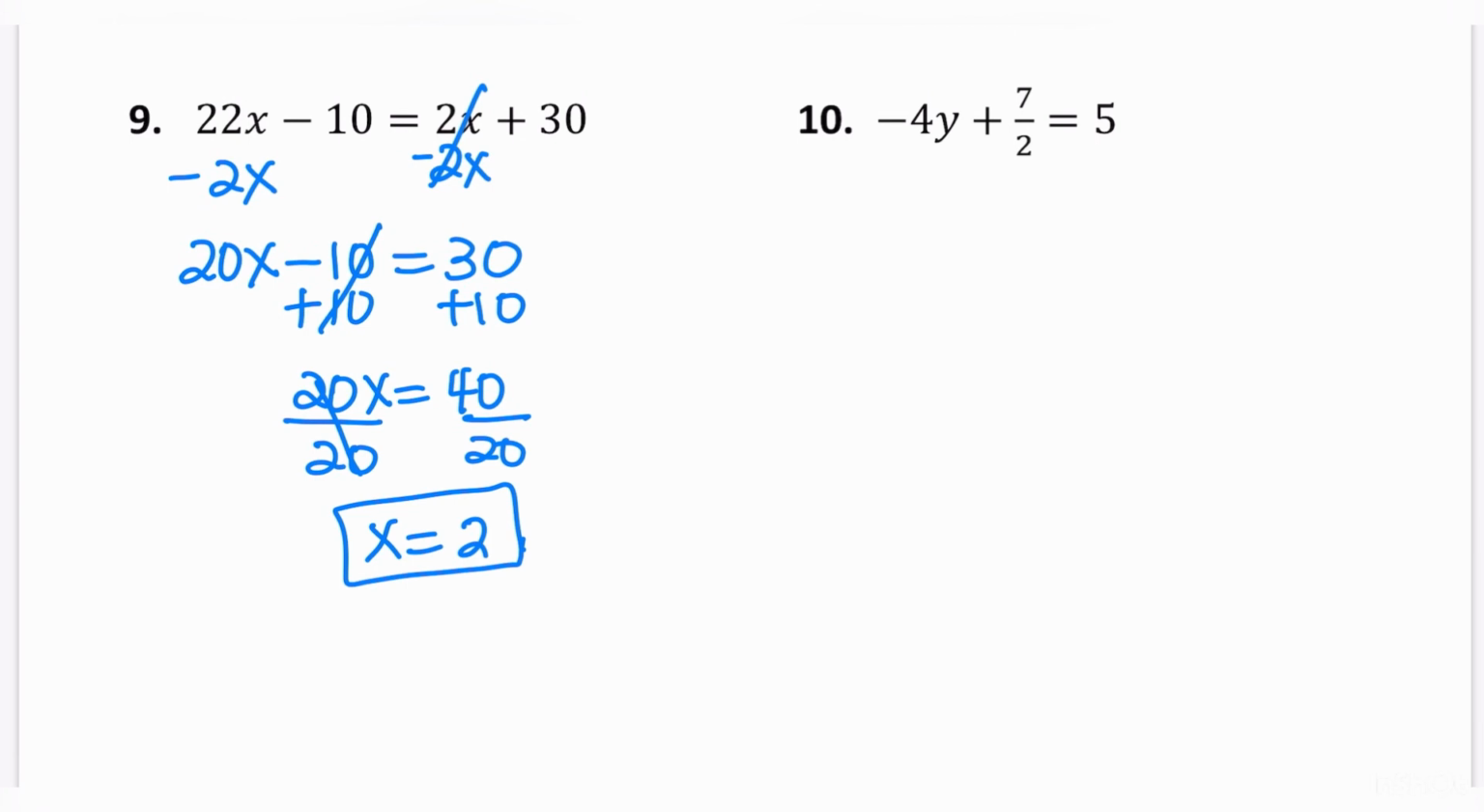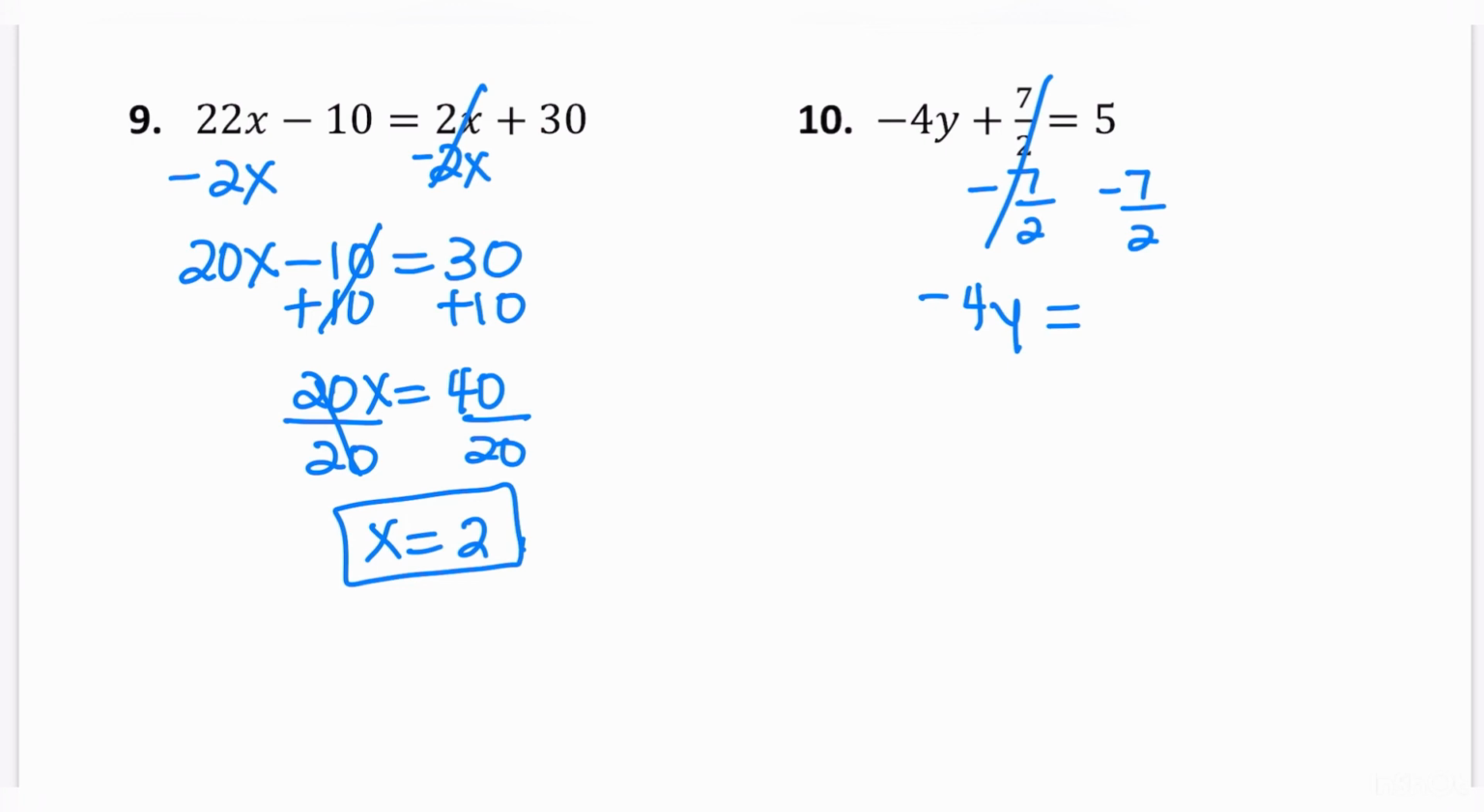Finally, in number 10, we have negative 4y plus 7 over 2 equals 5. Fractions, okay? Don't get discouraged because of the fraction. Again, on the left-hand side, I do not have any like terms to combine right now, so it's an equation I'm getting ready to solve. To get the y by itself, I'm going to subtract 7 over 2 from both sides. And now I end up with negative 4y is equal to, let's take care of 5 minus 7 over 2.